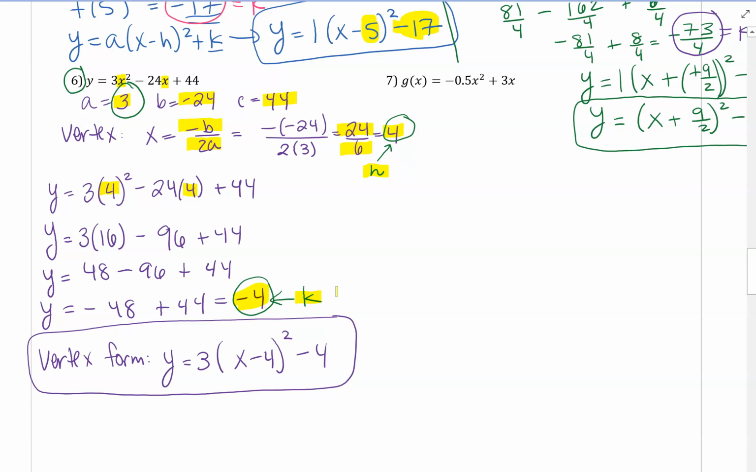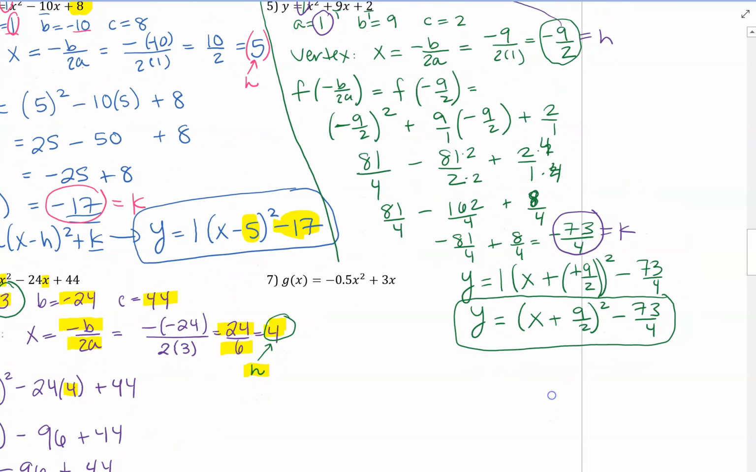So then I take these numbers of a, h, and k, and I plug them into my vertex form to get my finalized answer. Always remember, by the way, that the h is the opposite sign because it comes after a subtraction. So h was positive 4, but in my formula it says x minus 4. We saw a similar thing with that back in example 5. H was negative 9 over 2, but in my vertex formula it became positive 9 over 2.